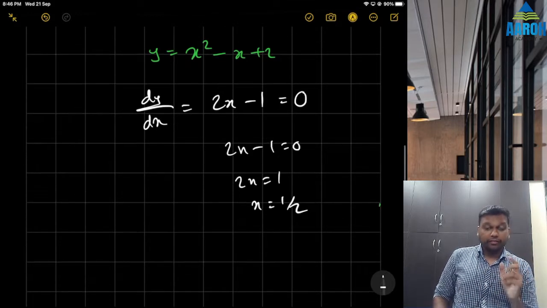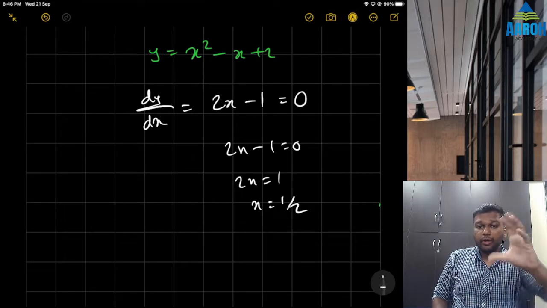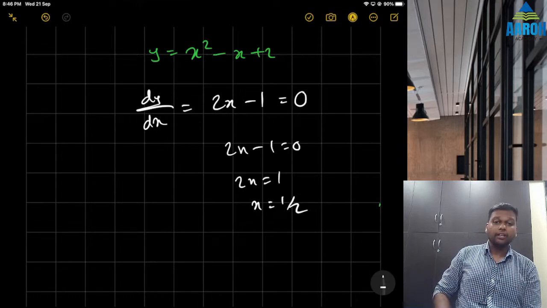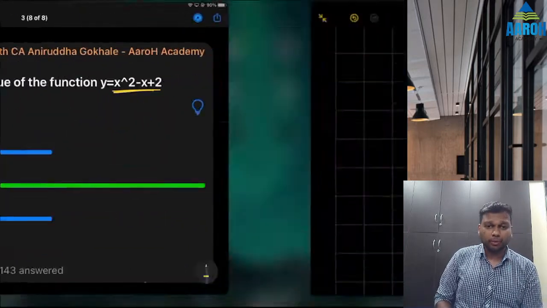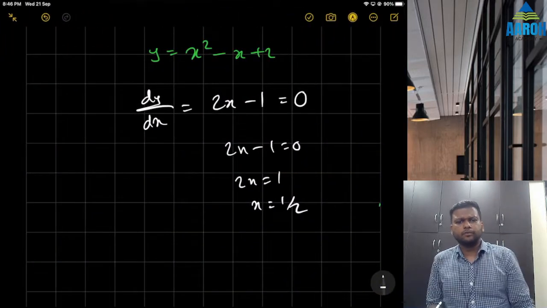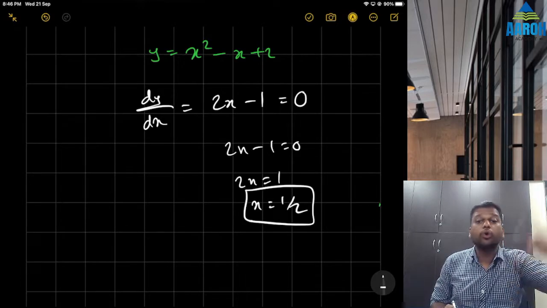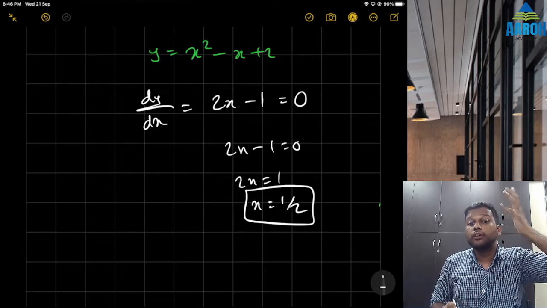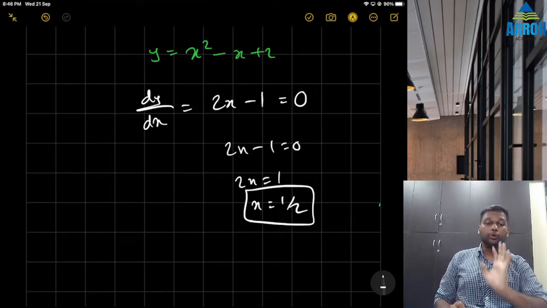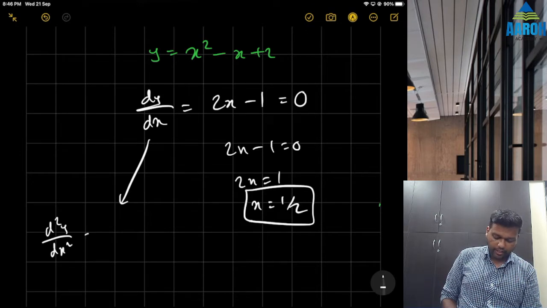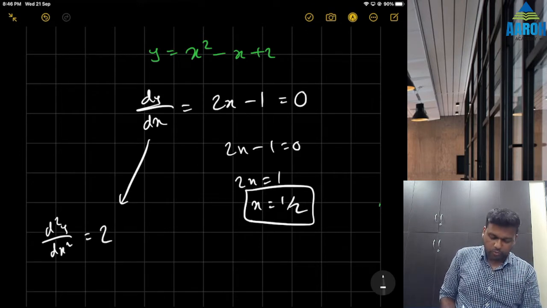Now we have to check whether this is a minimum value or a maximum value. That is a different discussion, because the question does not ask whether it is minimum or maximum, but still let me tell you, this x equal to 1 by 2 can be a minimum value or a maximum value. We have to confirm that it is a minimum value. How do we confirm? We take the second derivative, d square y by dx square. The second derivative will be 2.